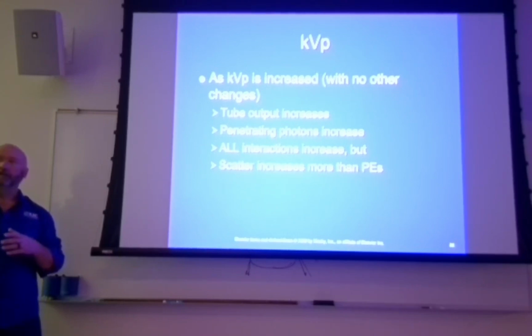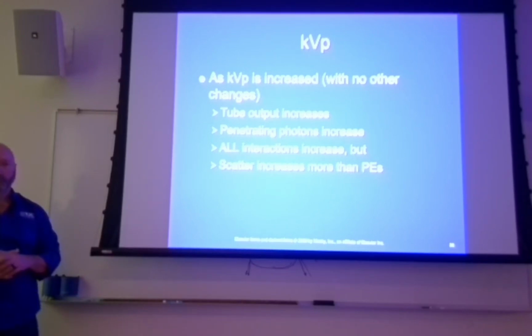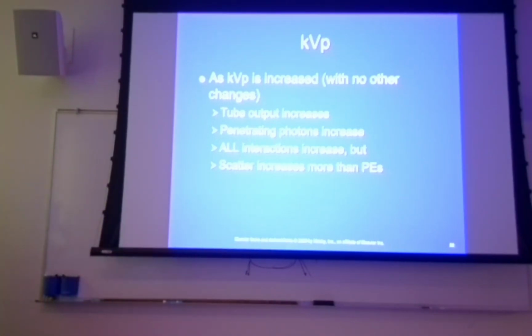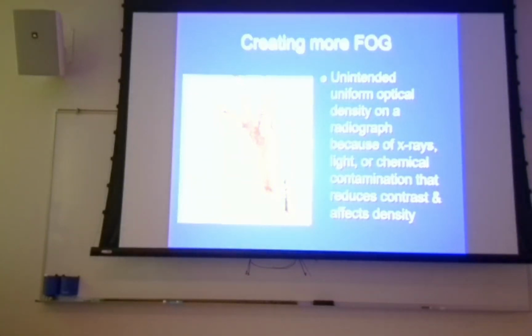So we create a 120 kVp X-ray beam. What's a third of the energy? 40, right? So what do you use 40 kVp for? When's the last time you set 40 kVp for an exposure on a patient? You never have, right? So those 40 kVp X-ray photons are going to create a lot of interaction inside of the patient. So tube output increases, penetration increases, all interactions increase, but scatter increases more than what PEs do. All right, so that creates more fog.